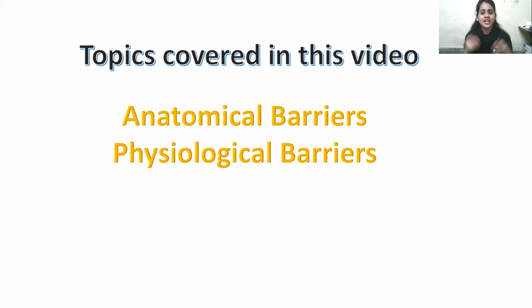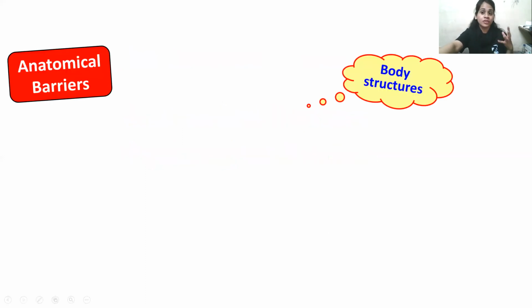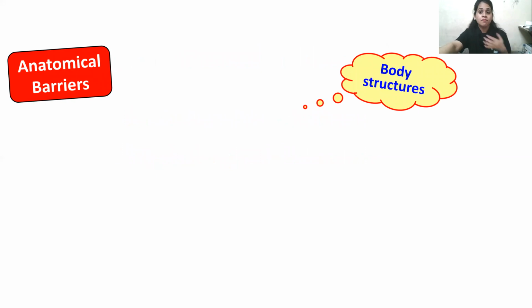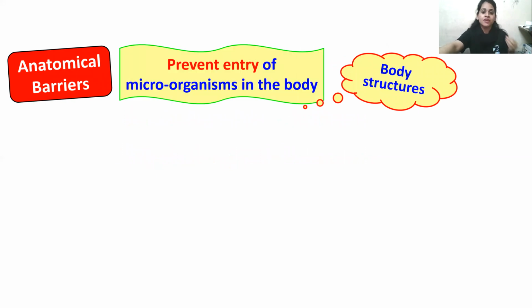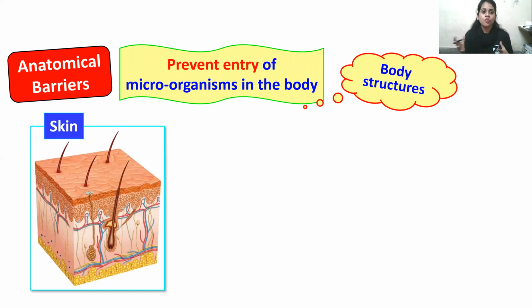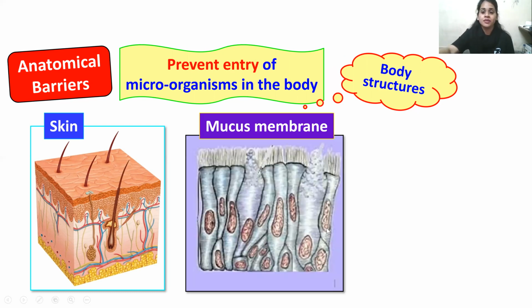So without wasting time, let's get started and talk about the anatomical barrier. Anatomical means there are certain body structures which are present in our body and they are preventing the entry of microorganisms in the body, right? So what are the anatomical barriers? The anatomical barriers present in our body are skin, and the second one is mucous membrane.